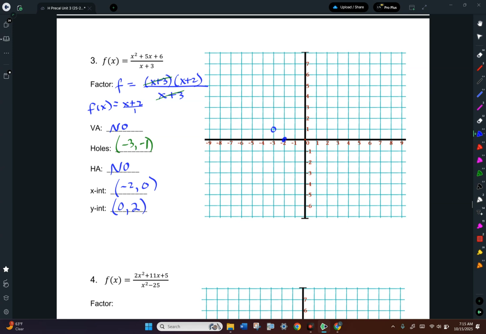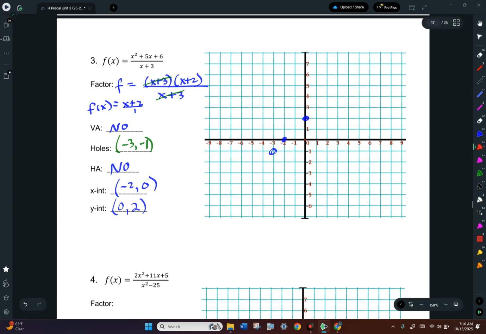Something's wrong here. Let me see. How come something's... Oh, look, I'm being dumb. The hole was at -1. Sorry about that. You probably already noticed it. The hole was -3, -1. Okay. The x-intercept was -2. The y-intercept is +2. It looks like these points are just lining up on a line.